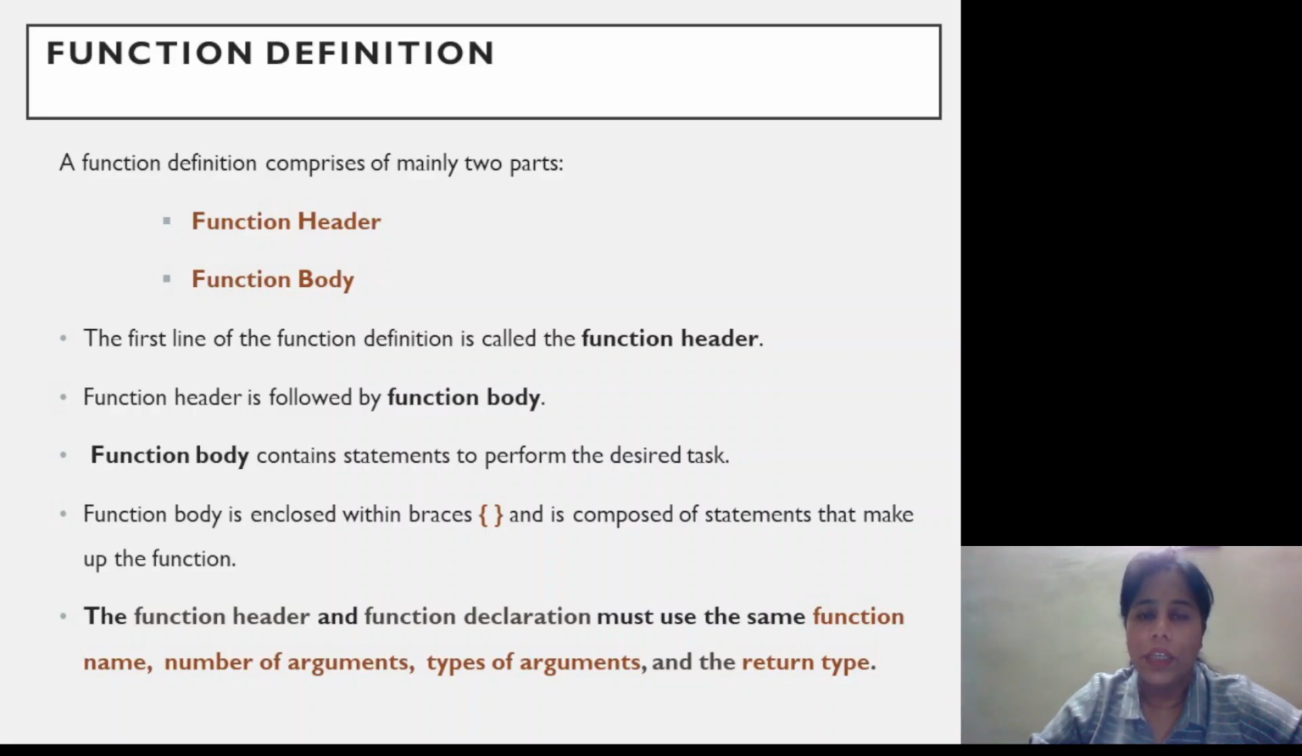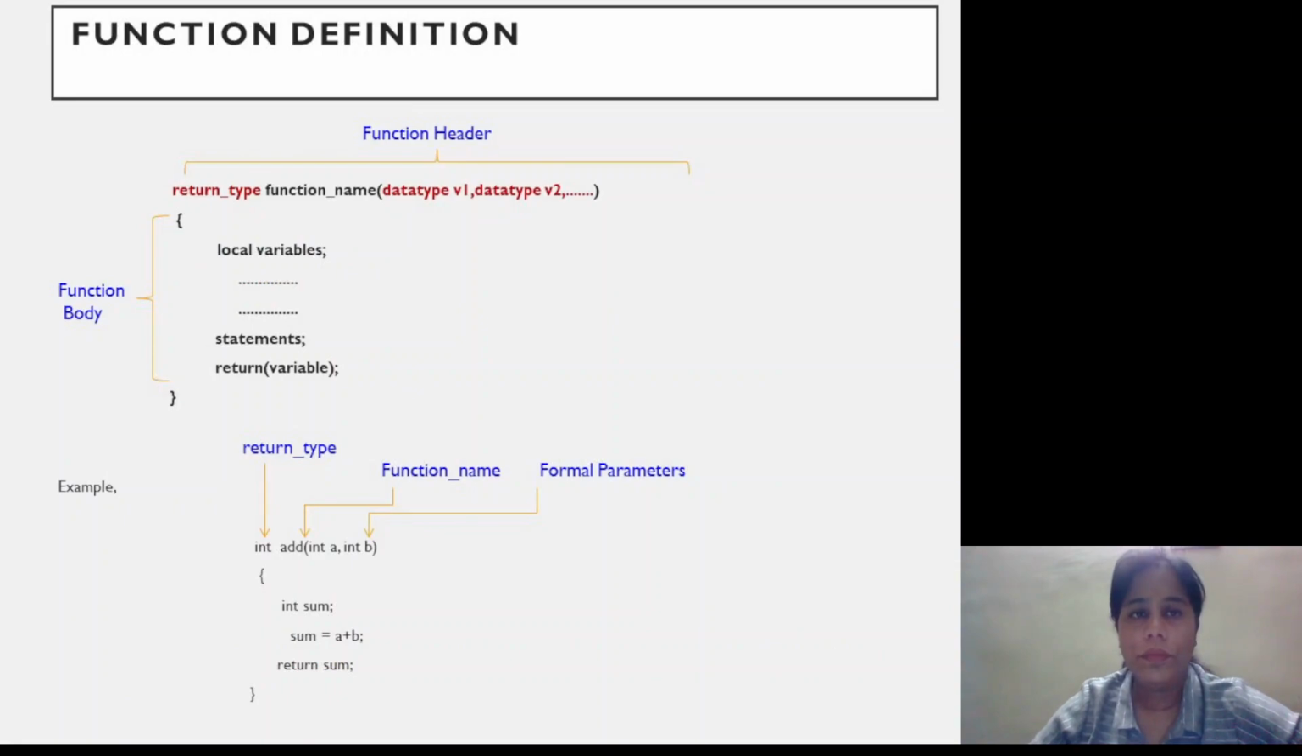Function header and function declaration must use the same function name, number of arguments, types of arguments, and return type. This is the syntax for function definition. First, we have to give the return type, then the function name, then the list of variables as parameters. Within these braces is the body of the function.